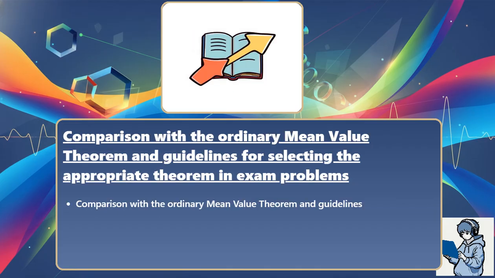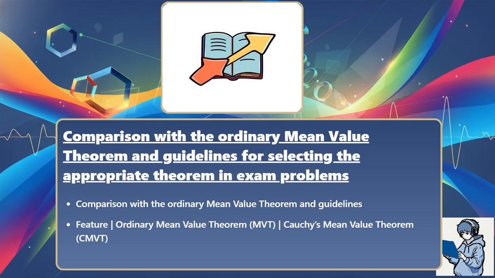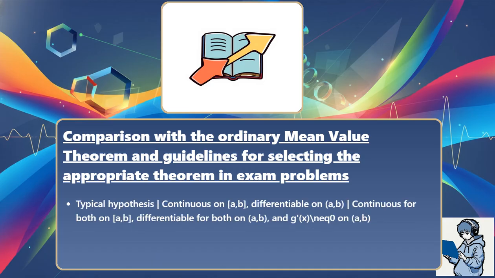Comparison with the ordinary mean value theorem and guidelines. Feature: ordinary mean value theorem, Cauchy's mean value theorem. Functions involved: one function f, two functions f and g. Typical hypothesis: continuous on a closed interval [a, b], differentiable on an open interval (a, b); continuous for both on a closed interval [a, b], differentiable for both on an open interval (a, b), and g prime of x not equal to 0 on the open interval (a, b).